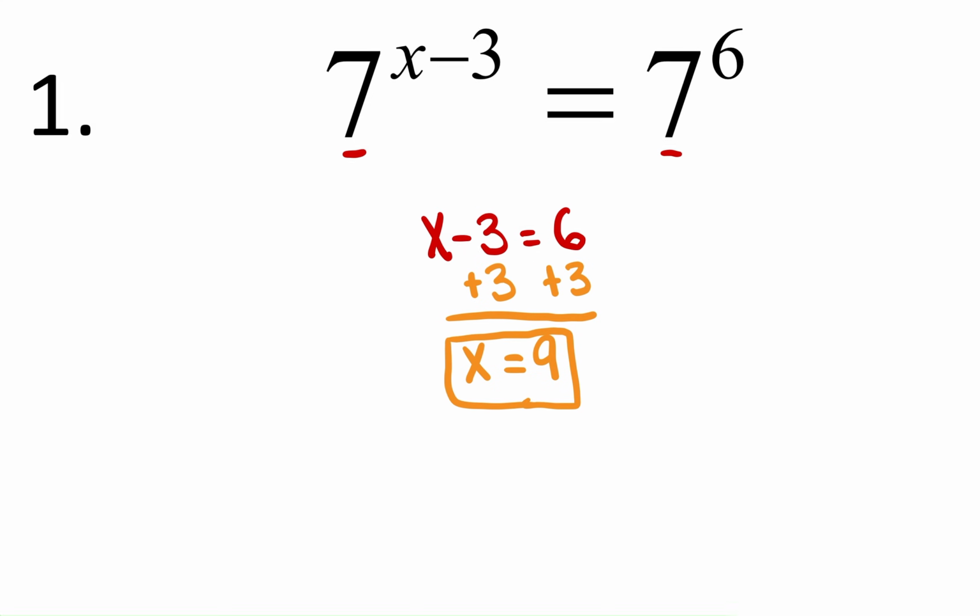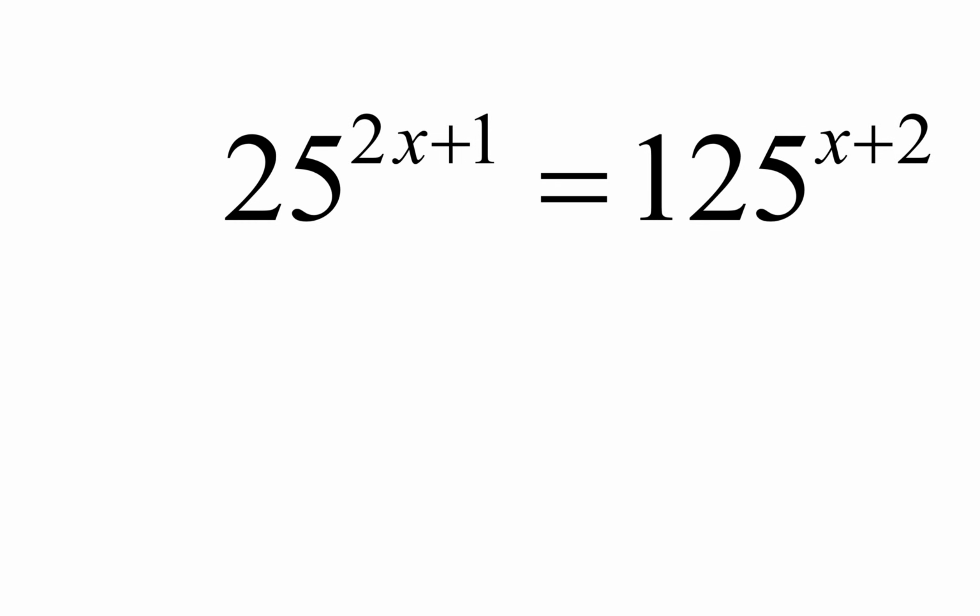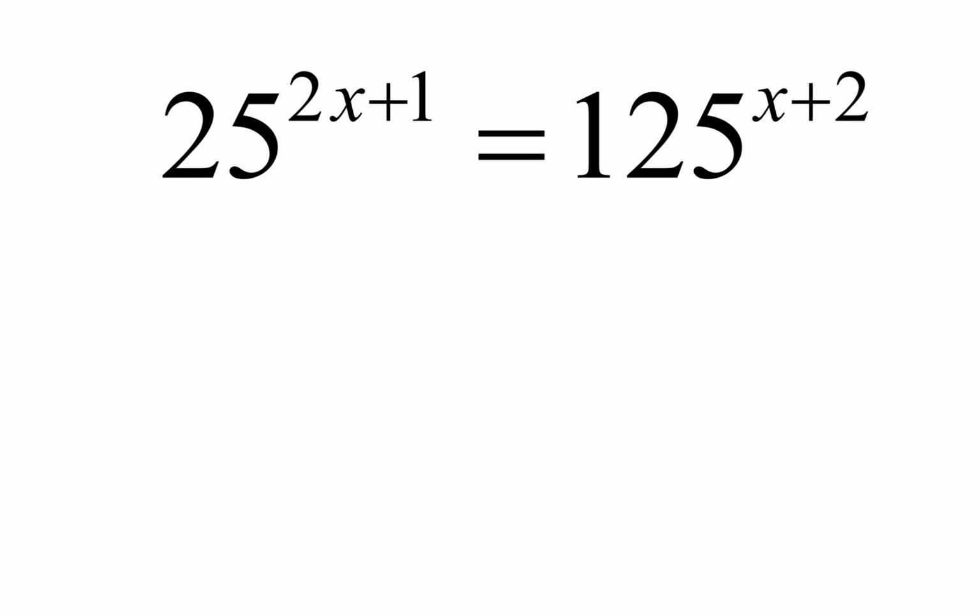Moving on to question number 2. For question number 2, we notice that the bases are not the same. The base on the left-hand side is 25. The base on the right-hand side is 125. So we have to ask ourselves, what base can I use that both of them will be divisible by? Well, we're going to use 5 as the base. So 5 to the what power will give us 25? Well, 5 to the second power will give us 25.